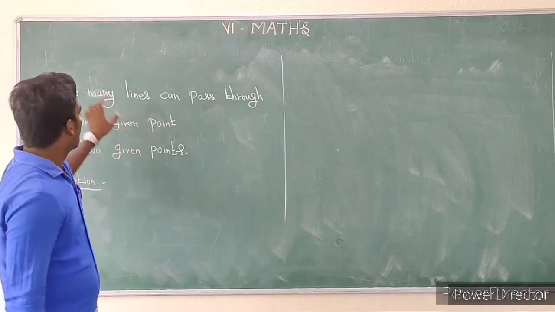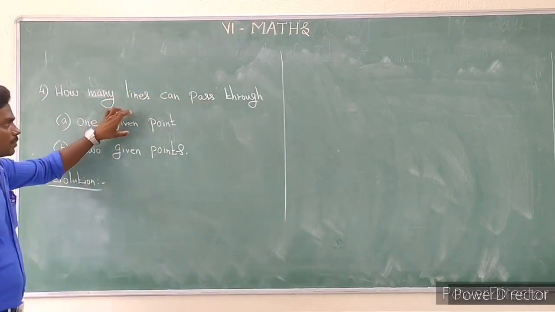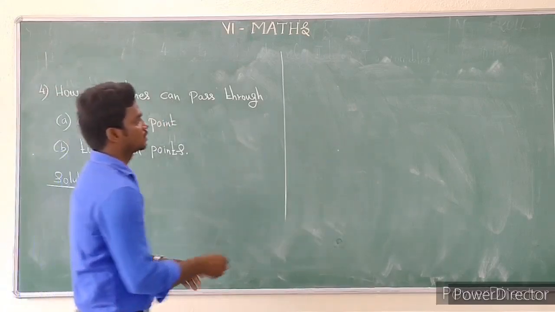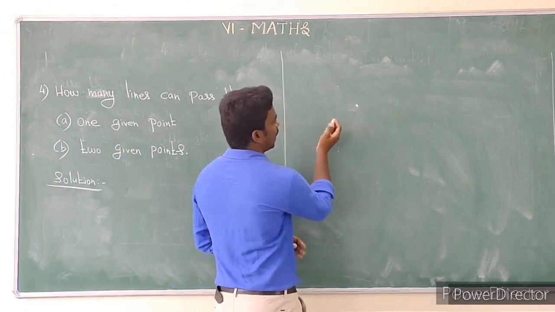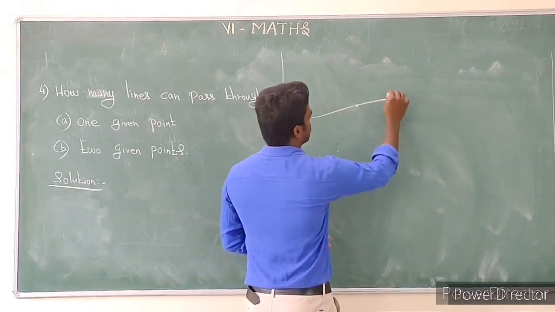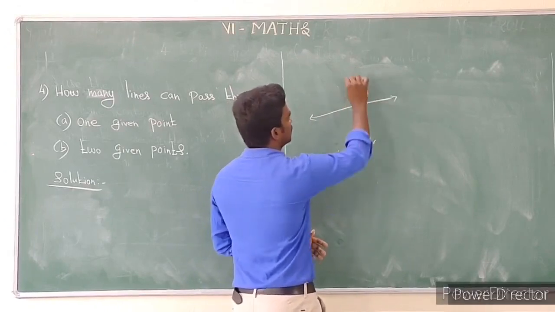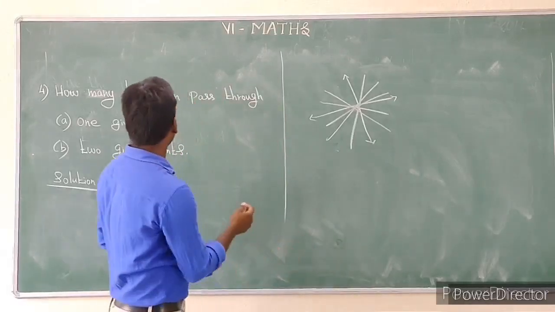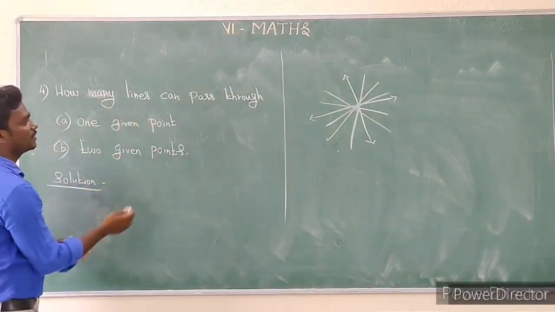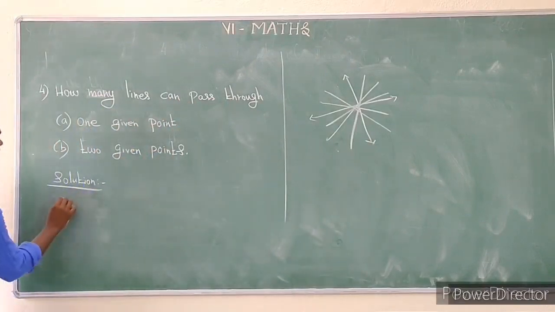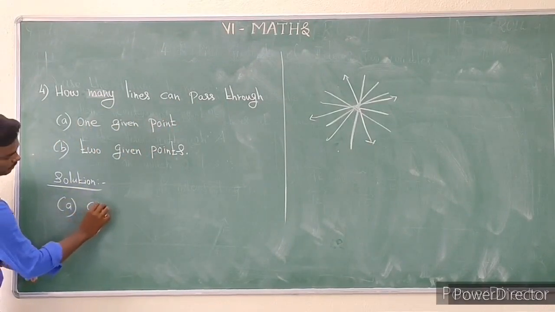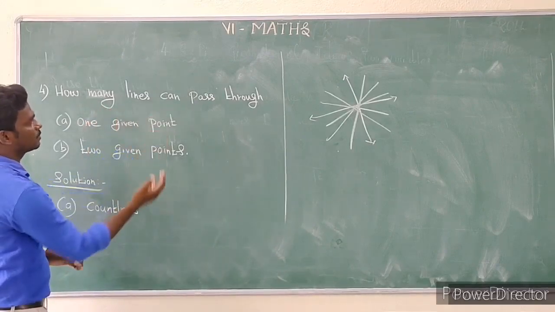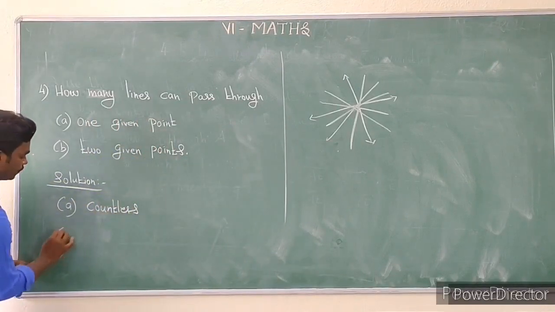Next, our fourth question. How many lines can pass through one given point? And next, two given points. We can choose this point, and this is a line. How many lines can pass through one given point? We can pass countless number of lines, that means an infinite number of lines.